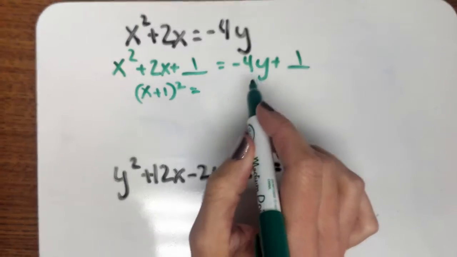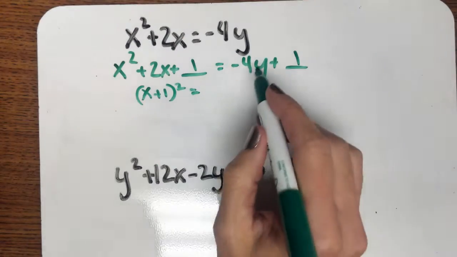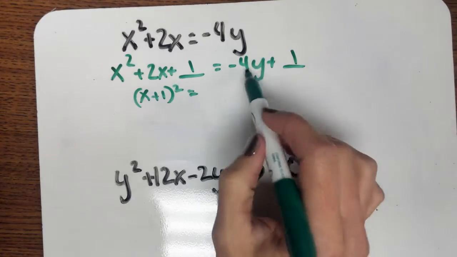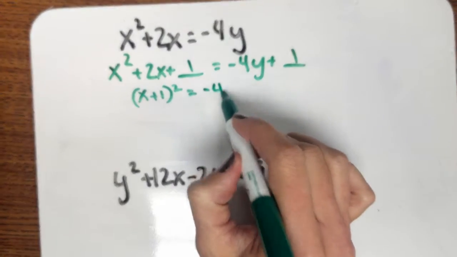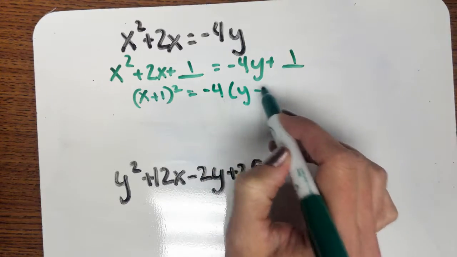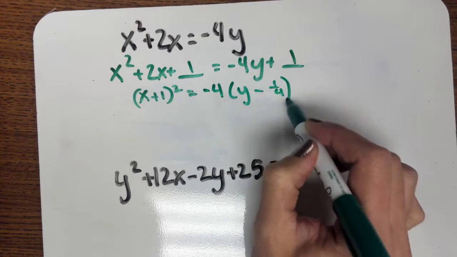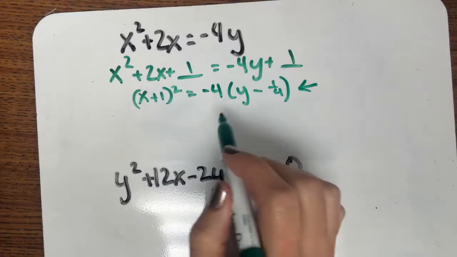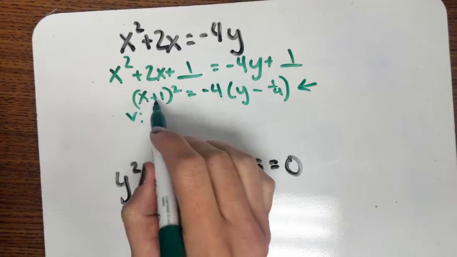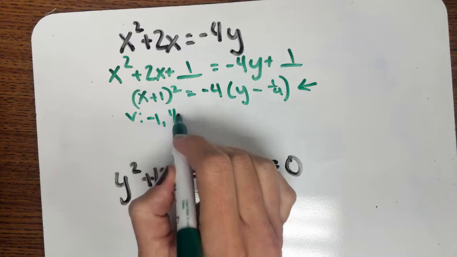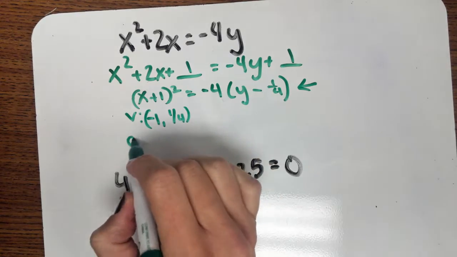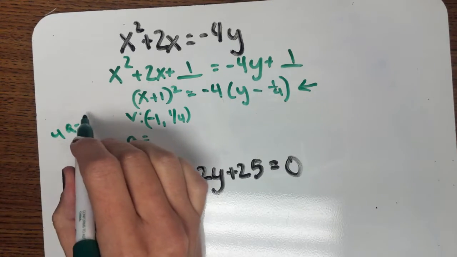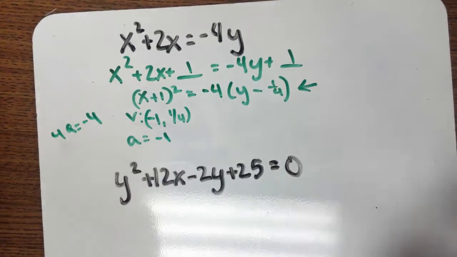Then the y's, I have to turn it into my standard form. So I have to get it to be just y plus or minus something in a parenthesis. So I'm going to factor out the -4. That's going to leave y minus 1/4. That right there is standard form. If I wanted to sketch it, my vertex would be -1, positive 1/4. My a value, well, I know that 4a is -4, so a equals -1.